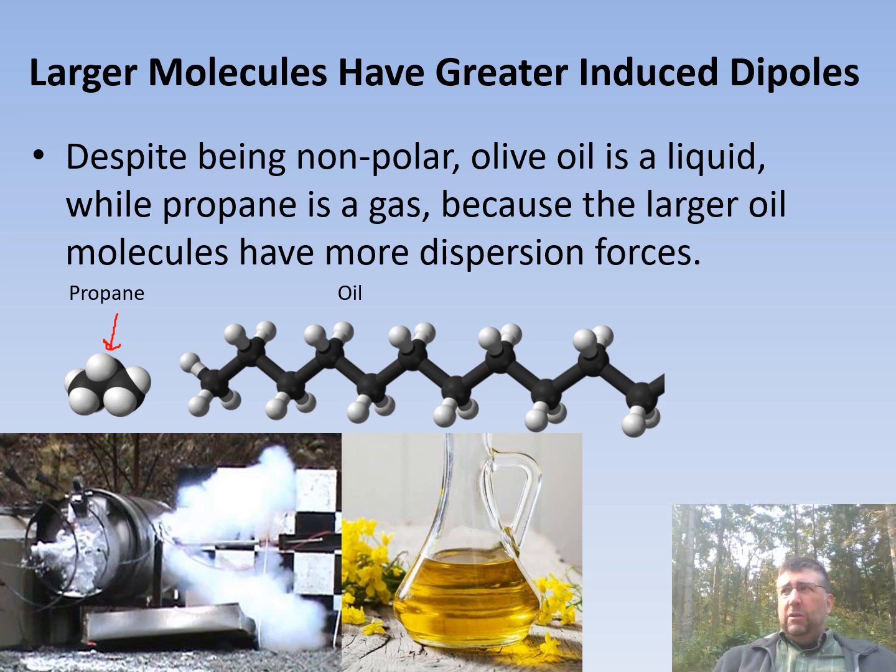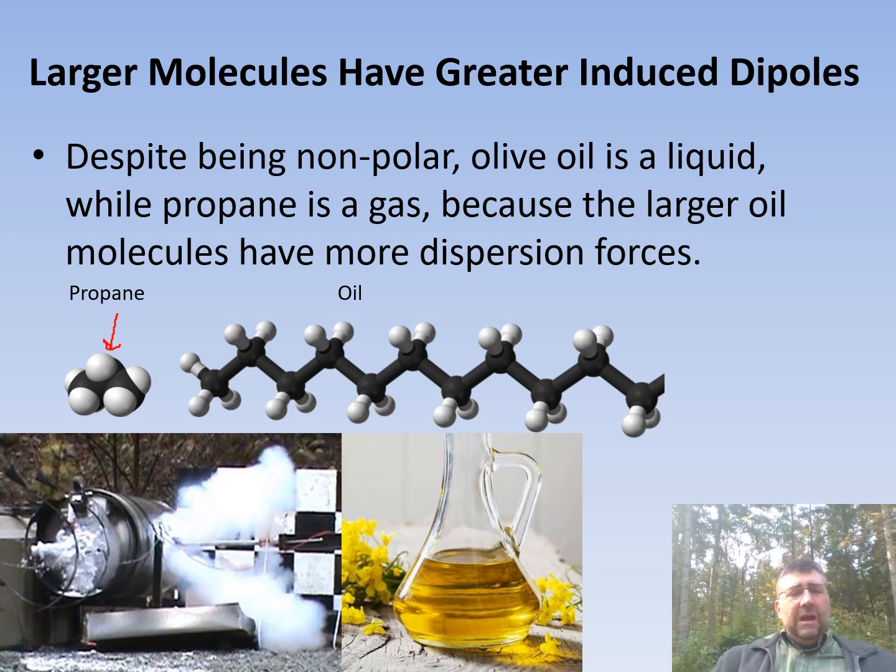If you want to store it, you can put it under extremely high pressure and force these molecules together and turn it into a liquid in a pressurized tank. But if you release it into atmospheric pressure, it's going to come out as a gas. And that's what's happening here. So someone shot a bullet into a propane tank. The propane was liquid inside the tank, but came shooting out as a gas.